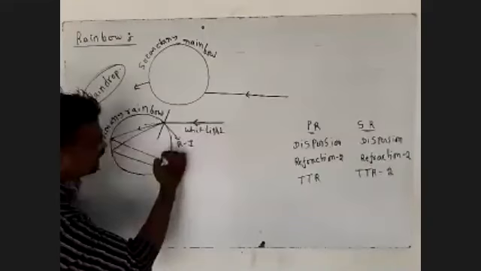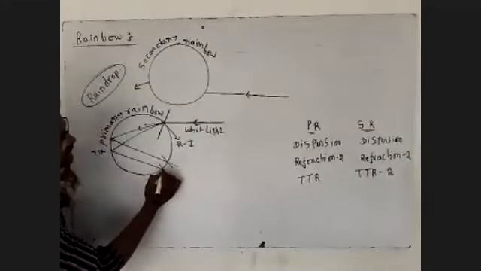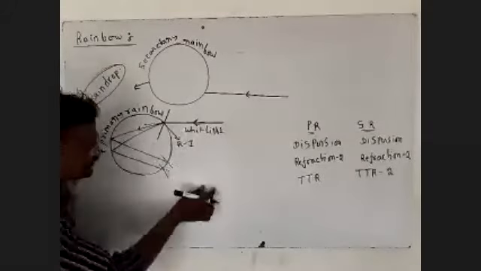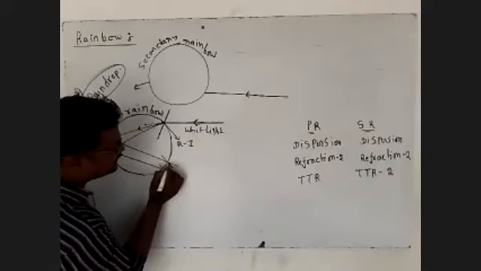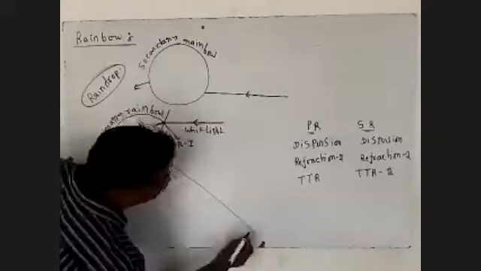Here we have to draw the normal line. This is the actual direction of the ray. Actually, the ray travels from denser medium to rarer medium. The refracted ray is bending away from the normal.